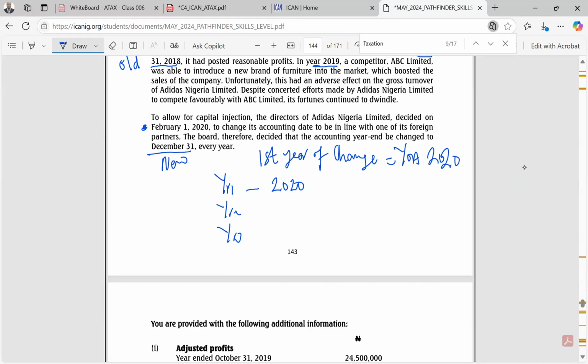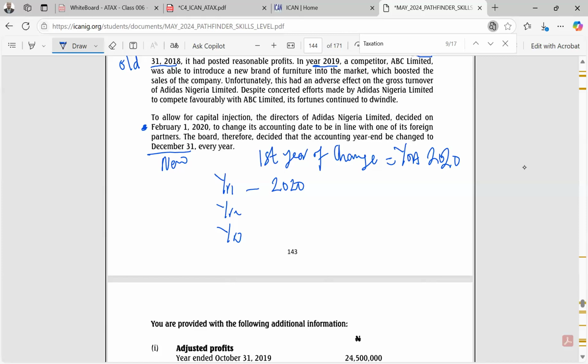But they are now saying that no, we are going to effect a change of accounting year from October to December, beginning this 2020 year of assessment. They made that decision in February 1. So it means that the first year of change is the 2020 that they took that decision.